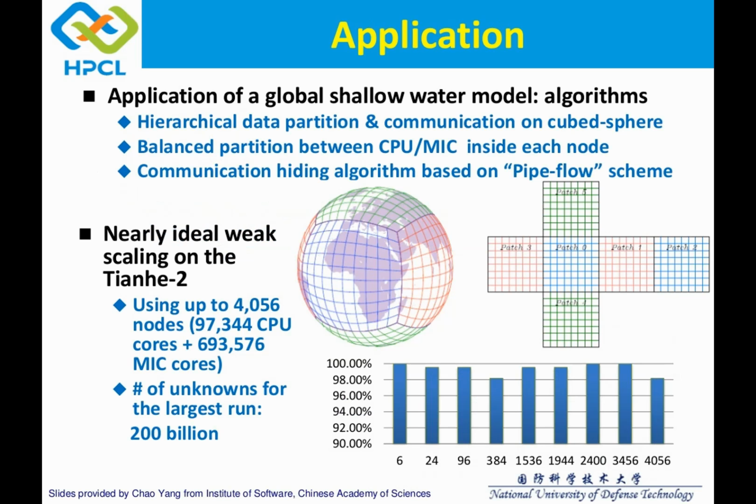Okay, so now let's talk about some applications that you can run on the system. One of the most successful applications that it ran was this very large-scale shallow water simulation. This simulation managed to use 4,000 nodes. Remember that the computer has 16,000 nodes, so it managed to use 1/4 of this entire computer, right?